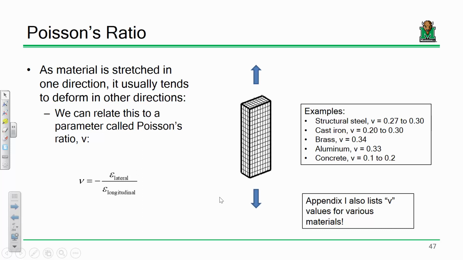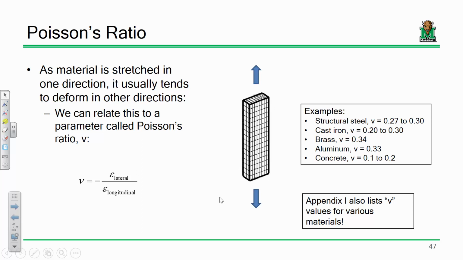Well, if I stretch something, it gets longer this way, but it gets shorter this way. So it's like we have positive strain this way, but negative strain this way. So if we were to just divide the two numbers, we get a negative number. So we throw a negative in there to keep everything positive.